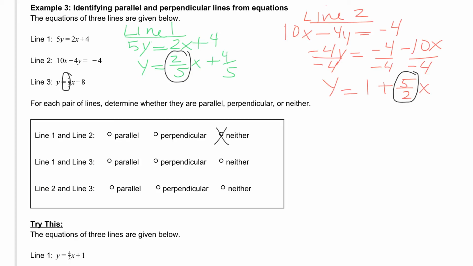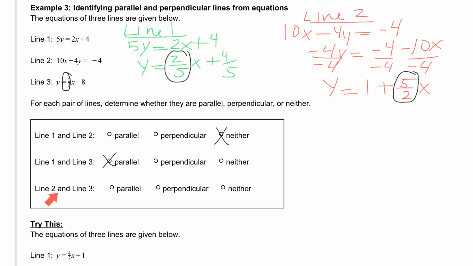If we look at line 1 and line 3, line 1 has a slope of 2/5. Line 3 has a slope of 2/5. In order to be parallel, they have to be the same. Well, they are both a positive 2/5, which means they are exactly the same, telling us that line 1 and line 3 are parallel.